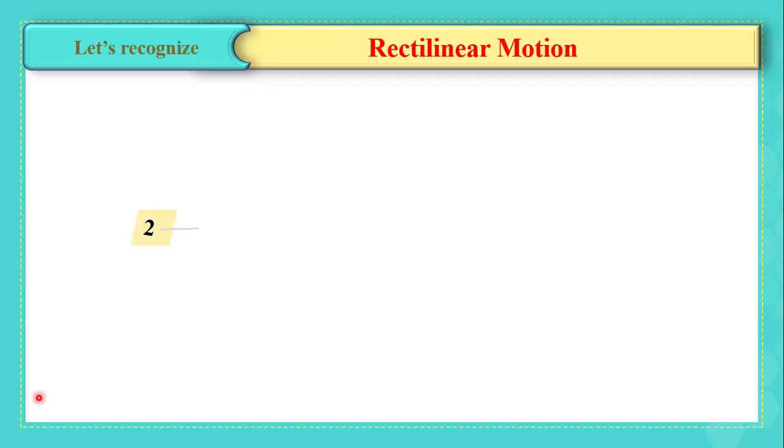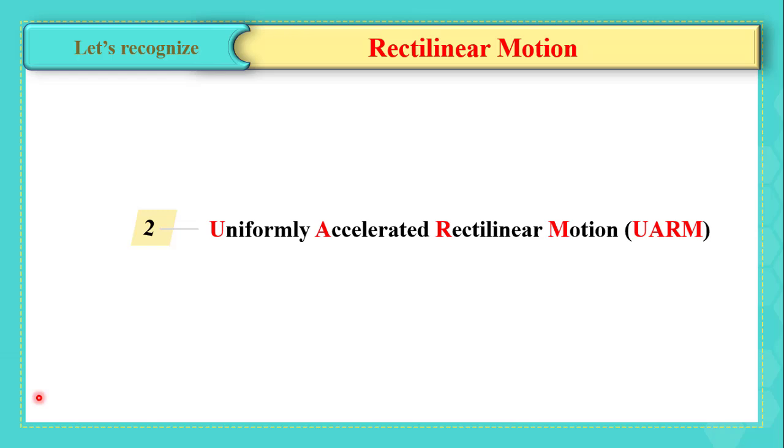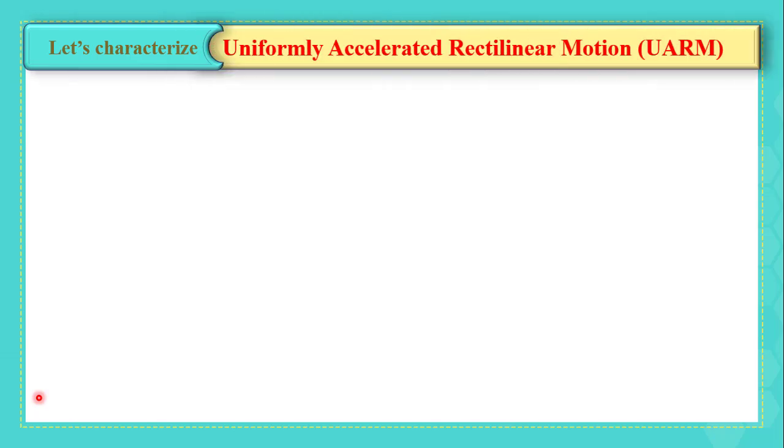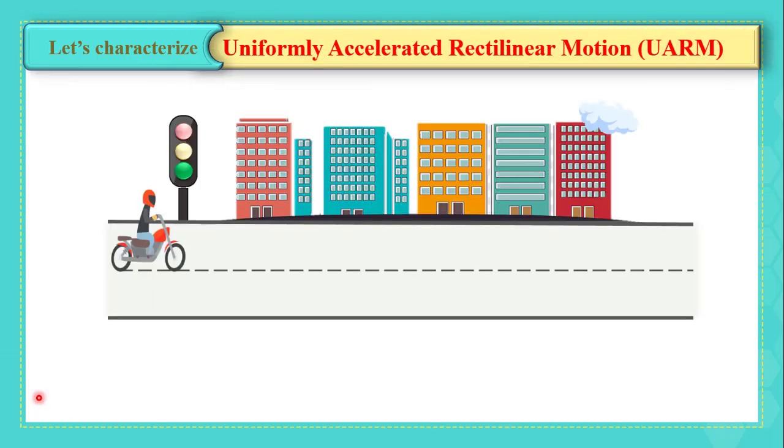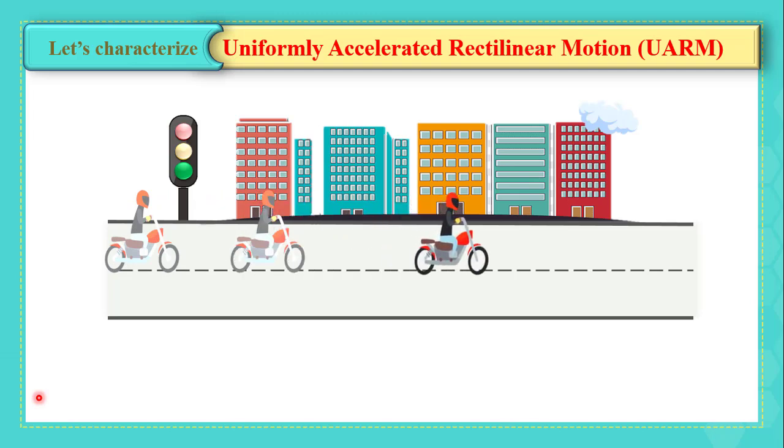Let's move now to the second type of rectilinear motion, which is uniformly accelerated rectilinear motion, or simply UARM. The motor is initially at rest. When the green light of the traffic sign turns on, the driver speeds up, where its speed increases to a certain value. We say that the driver accelerates. If we photograph the positions occupied by the driver after equal intervals of time, we can clearly notice that the distance separating two consecutive instants is increasing.